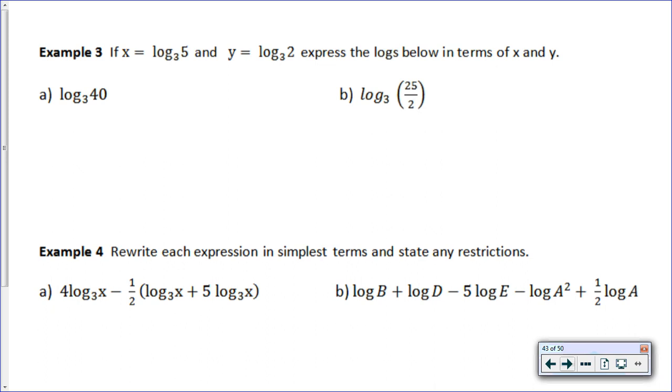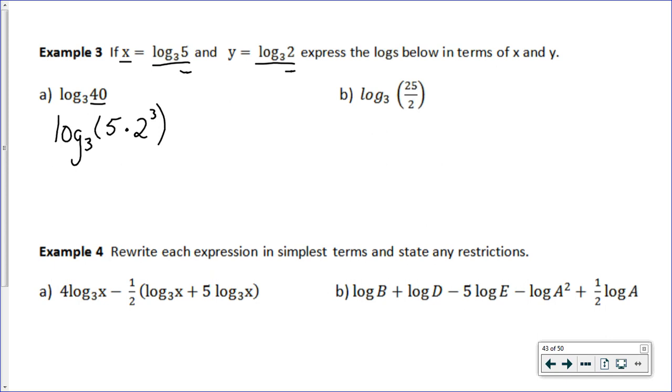All right, in the next example, we're saying that x is equal to a particular logarithm, log base 3 of 5, and y is equal to log base 3 of 2. So what I want to do here is express 40 as 5 to some power times 2 to some power. So you might remember that 40 is 5 times 8. So I might write this as 5 times 8. Well, that's 2 cubed.